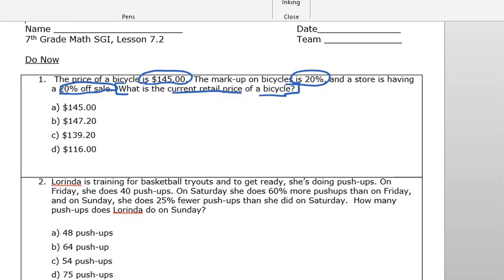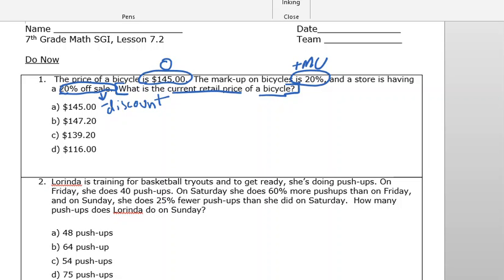Okay, and so what that means is that I have my original price plus my markup minus my discount. Less skilled math students might say, well, the final price is going to be 145 because you add 20% and then you take 20% away. But we know at this point that we actually have to find the price with the markup and then take out the sale. All right. So let's find the price with the markup.